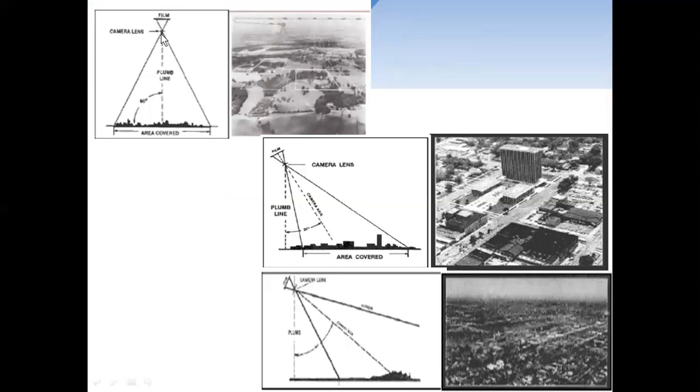This is the film and the camera lens, with the focal length between them. The EMR radiation travels at exactly 90 degrees, and the area is covered at 90 degrees. So we can get a perfect grid of the aerial photograph imagery. In the low oblique, there is some angle, a 30 degree inclination of the camera lens. It covers a larger area compared to vertical aerial photographs.